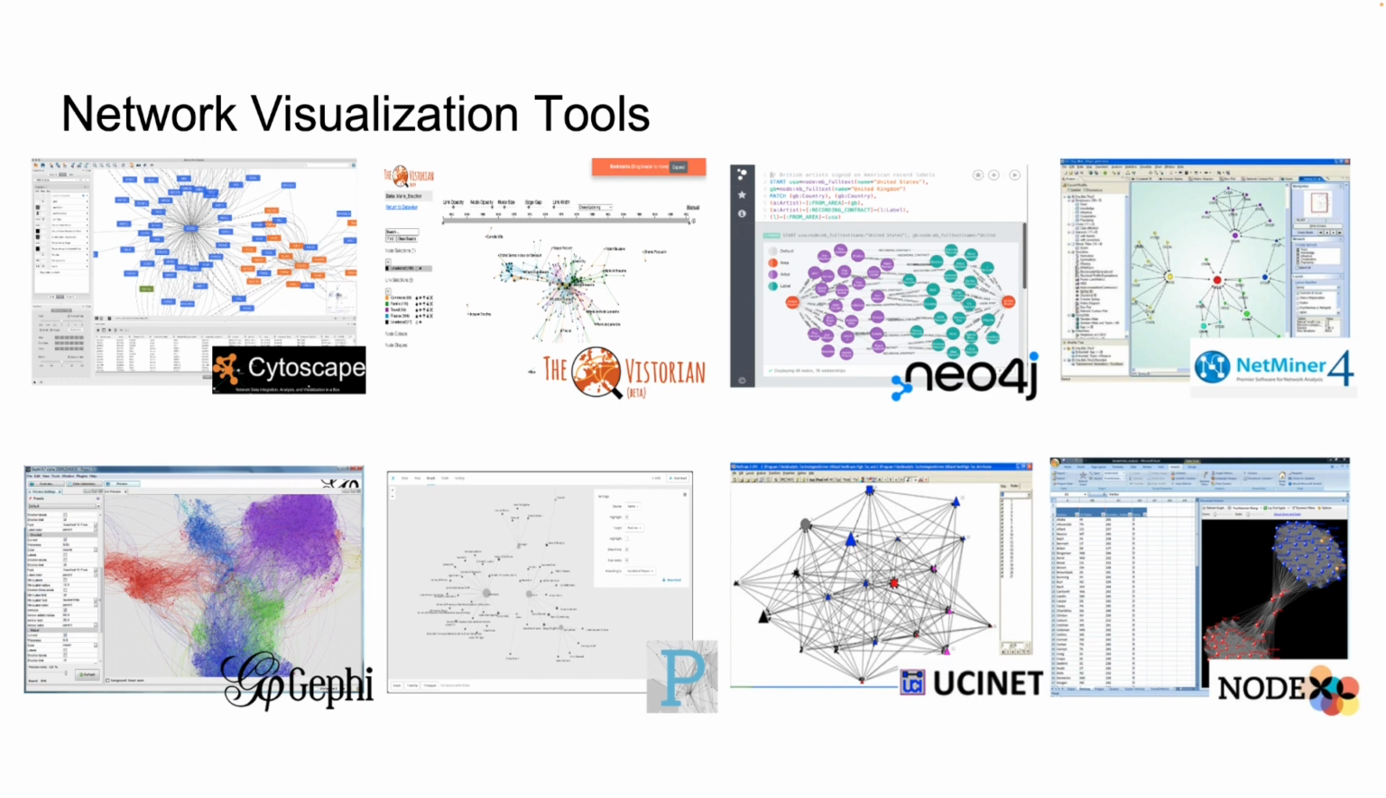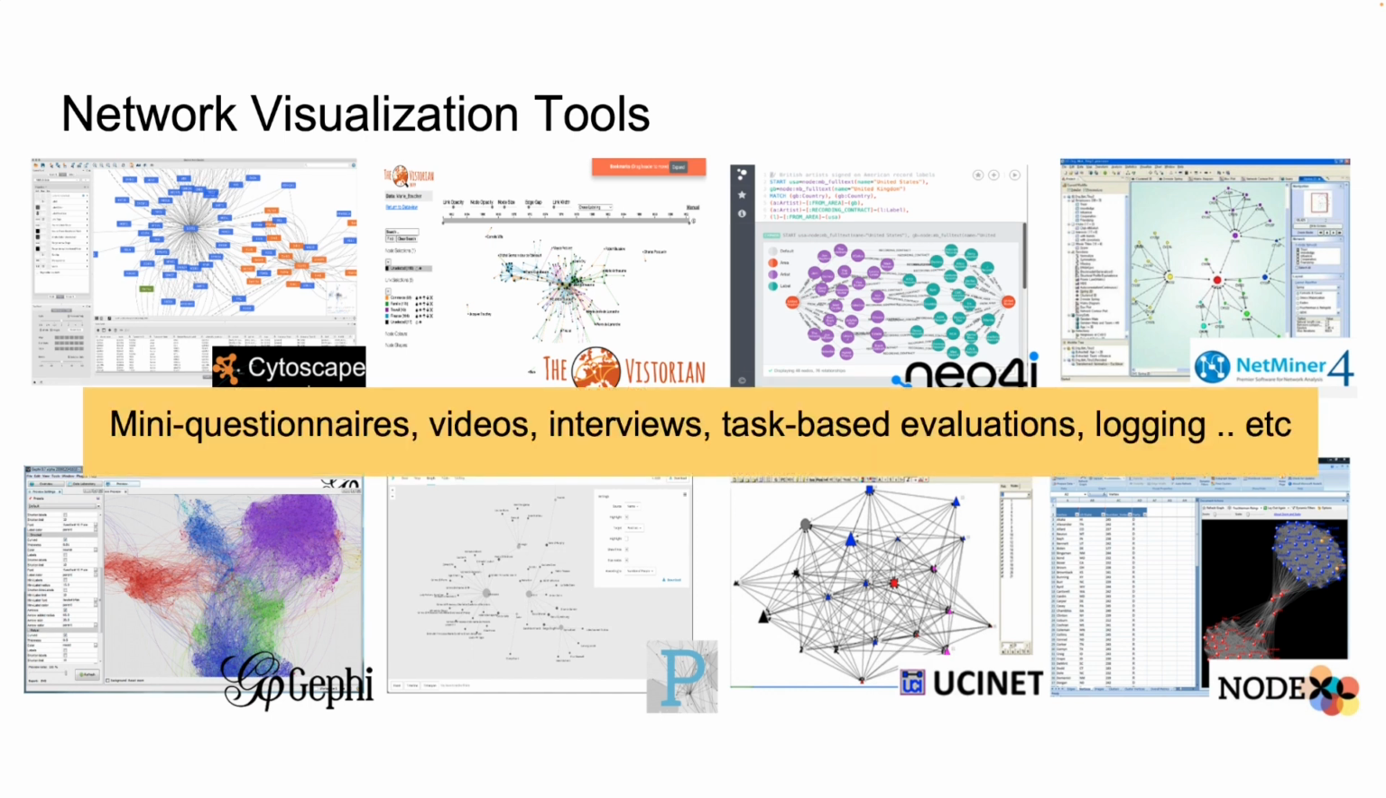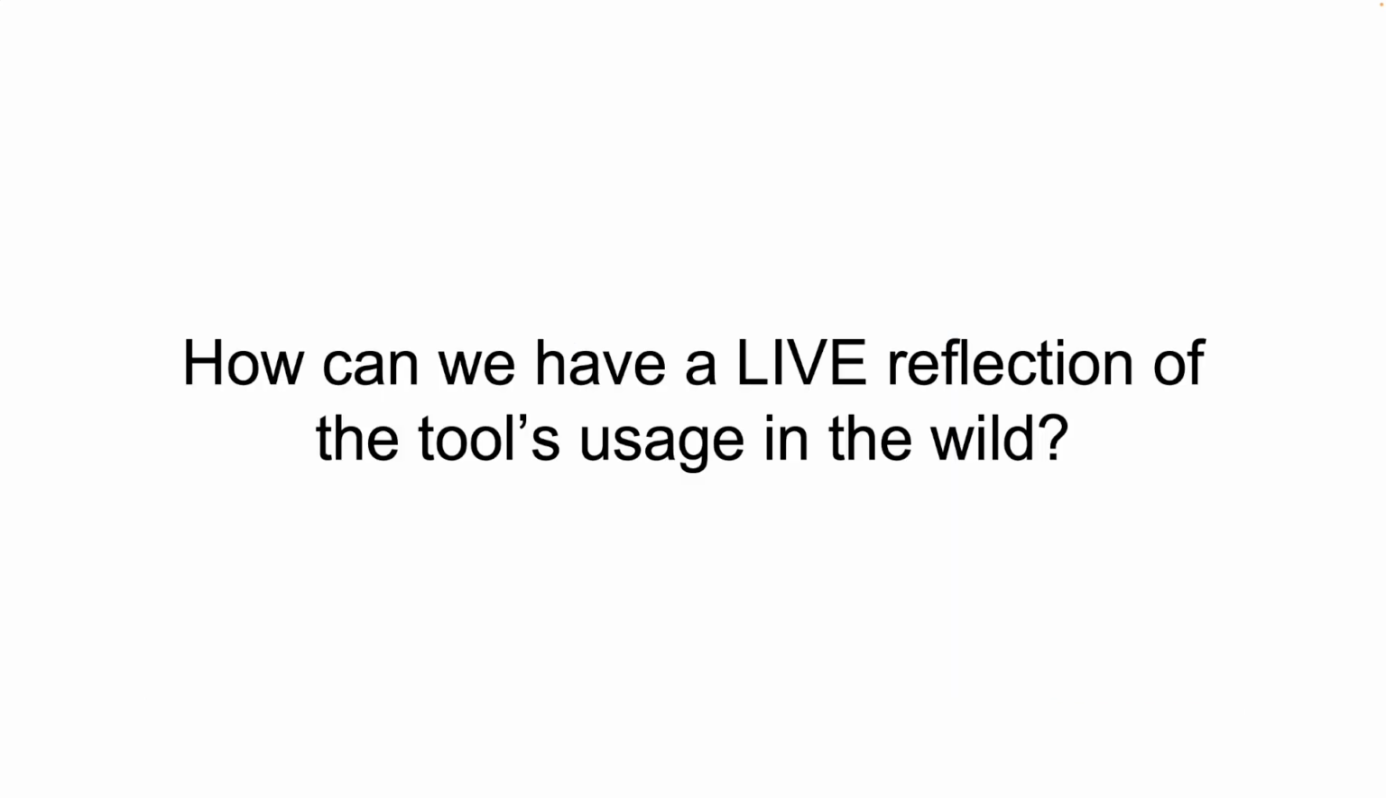Different studies investigated the usage of such tools using mini questionnaires, videos, interviews, task-based evaluations, loggings, and others. But most of those studies were conducted in controlled settings. So how can we have a live reflection of the tool's usage in the wild? Meaning that we can understand users' needs and usage coming from different backgrounds.